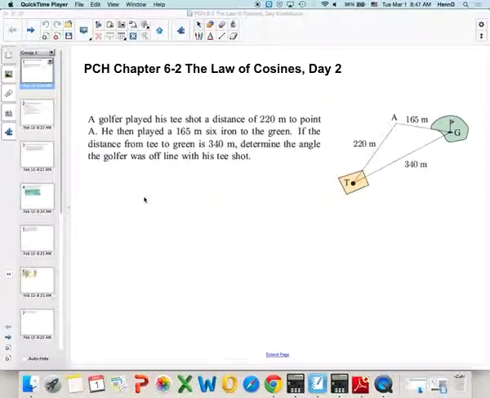What we have is a situation where we want to use the law of cosines in order to figure out different things regarding a situation, okay?